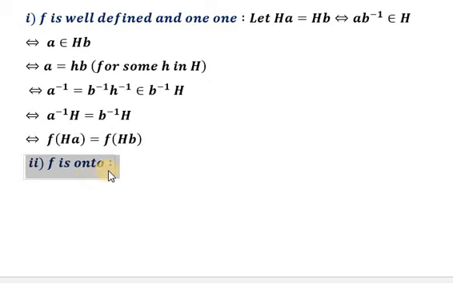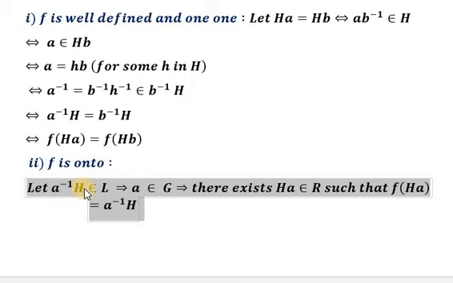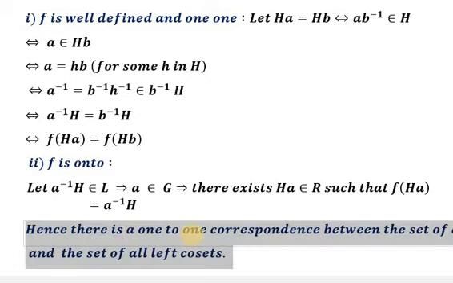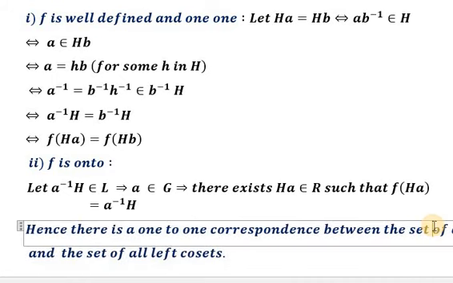For f to be onto, let a inverse H belong to L, which implies a belongs to G. There exists Ha belongs to R such that f of Ha is equal to a inverse H. Hence, there is a one-to-one correspondence between the set of all right cosets and left cosets.